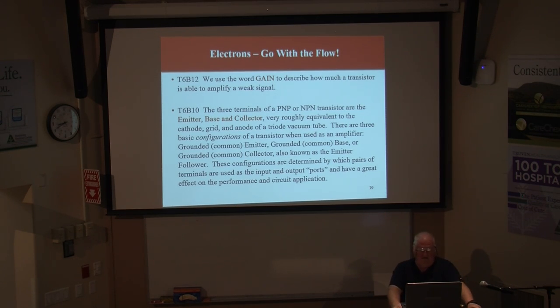There are three basic configurations of a transistor when used in an amplifier: grounded common emitter, grounded common base, or grounded common collector, also known as the emitter follower. These configurations are determined by which pairs of terminals are used as the input or output posts and have a great effect on the performance of the circuit application.